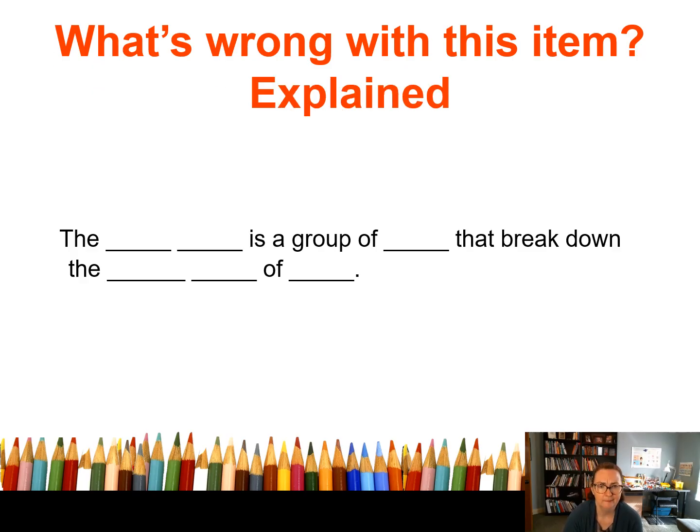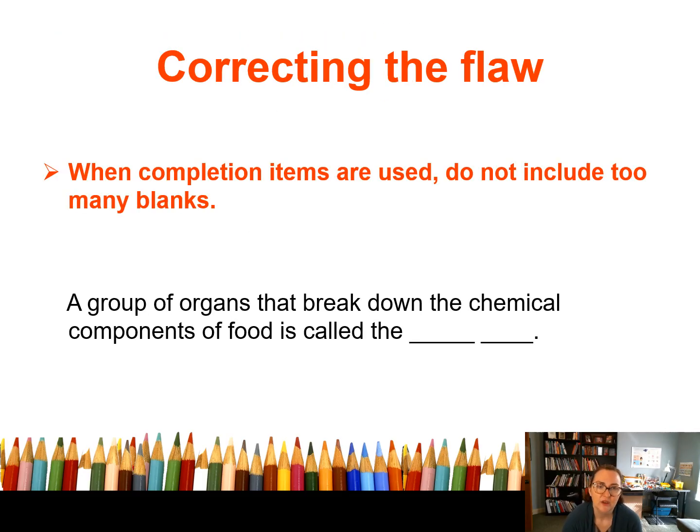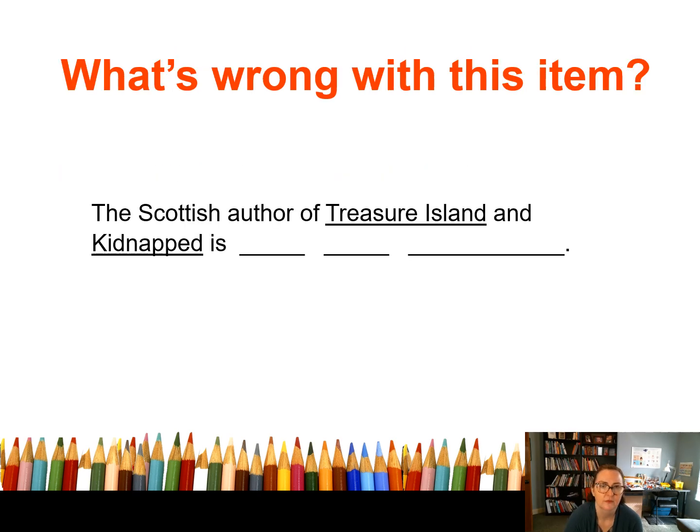"The is a group of that break down of." This one's Swiss cheese. I have no idea what this is talking about. It could be one of a 1,000 different things. When completion items are used, don't include too many blanks. At most, 1 or 2. Instead, a group of organisms that break down the chemical components of food is called the blank blank. What's wrong with this item?